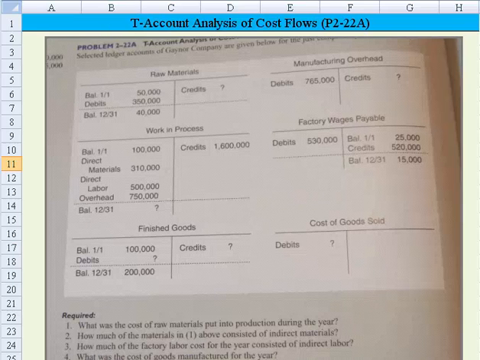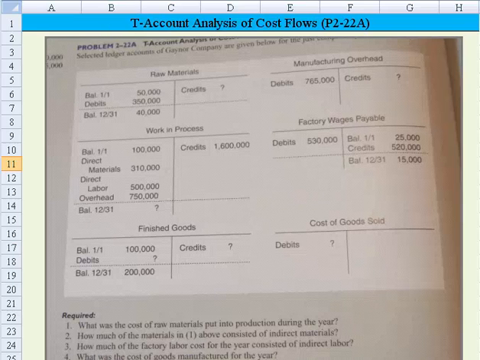Okay, let's take a look at this T-account analysis of cost flow problems. We're dealing with the Gainer company, and we have the information in T-account form that you see on the screen. So it looks like under raw materials, we started out with 50,000. We added debits of 350,000. They're not giving us the credits, but we had an ending balance of 40,000.